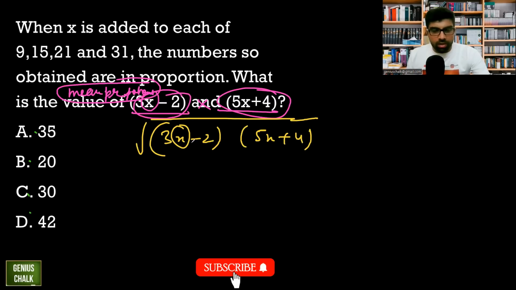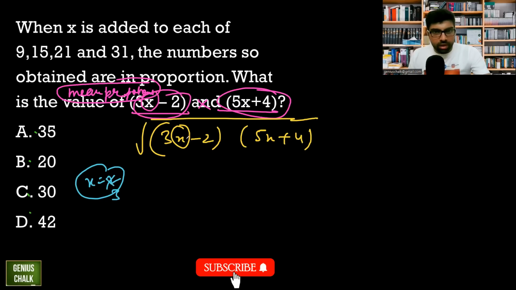If you put 1, 3 minus 2, 1, 1 into 9, that is 3. So the answer is not 3. That means it is more than that. 3 2s are 6. If I put x as 2, I'm just putting the value of a random x. So 3 to the 6 minus 2, it is 4. 4 and 5 2s are 10 plus 4, 14. 14 is not a square root. So 2 is also cancelled.